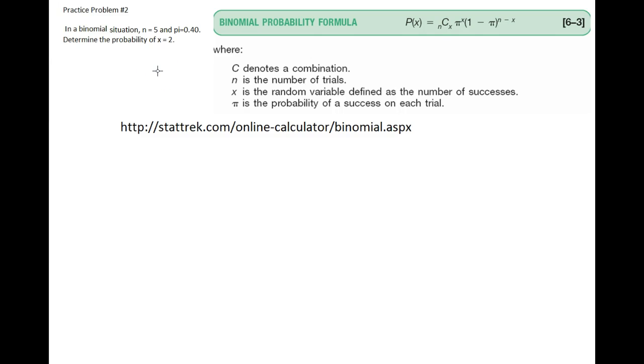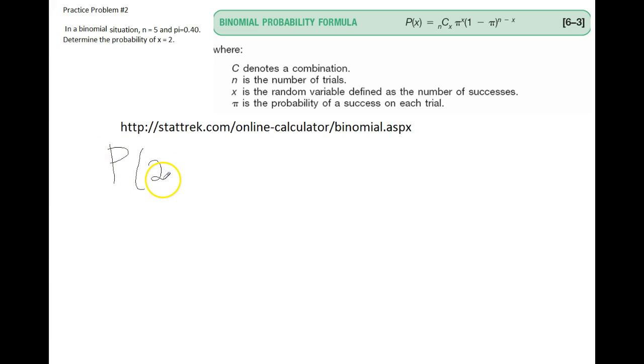All right, let's take a look at a binomial probability equation. In a binomial situation, n equals 5, pi equals 0.40, determine the probability of x equals 2. So this practice problem is obviously breaking things down into the most basic of terms. Over here I have our formula and the meaning of everything. So before we get started, I'm going to simply rewrite our formula here.